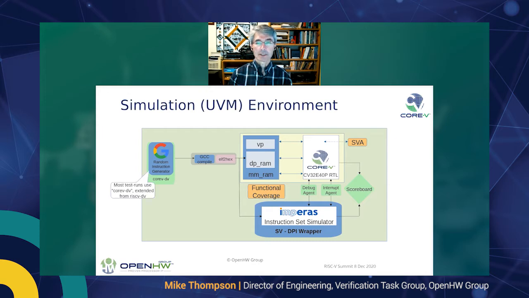The whole thing starts with stimulus that is predominantly generated by the Google Random Instruction Generator. You may know it as RISC-V DV. We've put SystemVerilog extensions onto that, which we call Core 5 DV, but at its heart, it's the RISC-V DV generator. Programs emitted by the generator are run through the tool chain, and the next part is very important.